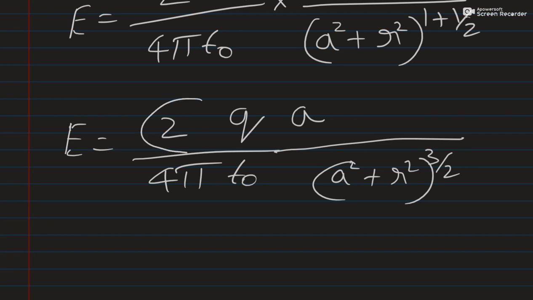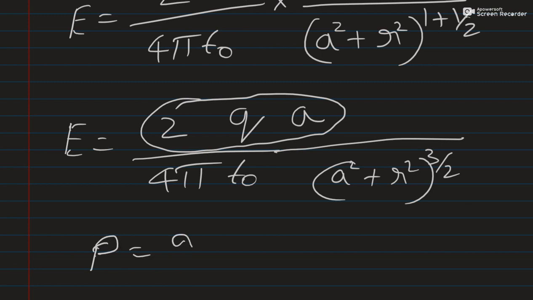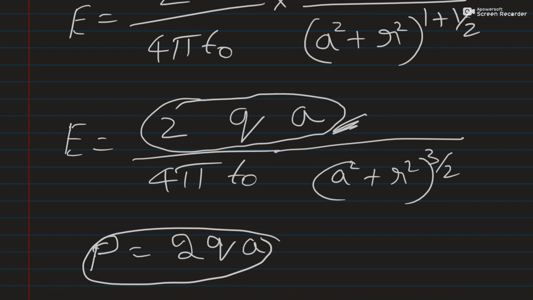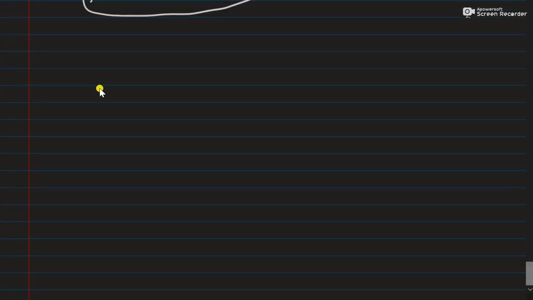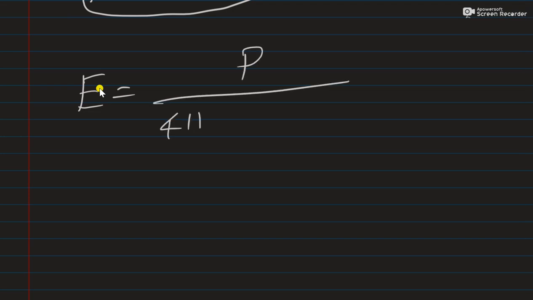Now, we have this value 2qa. What is 2qa? Dipole moment. You don't cancel it, okay. If you cancel, the equation is going to become complex. So, already I know dipole moment is equal to 2qa, which is equal to P. So, I am going to change this to P. The next step, I am including the electric dipole moment. So, electric field is equal to P divided by 4 pi epsilon naught, R square plus A square to the power 3 by 2. Tell me further what I can do.